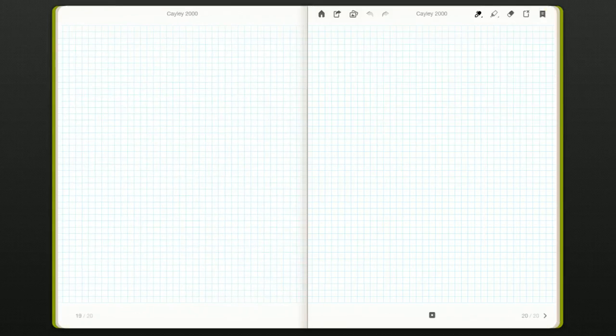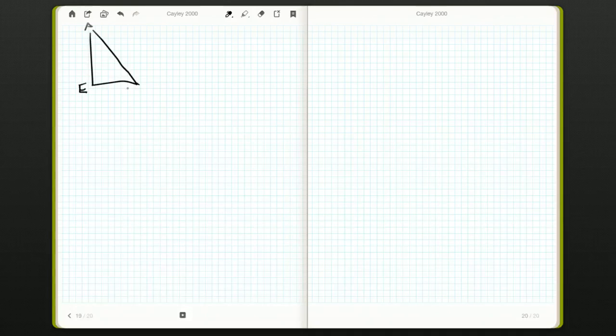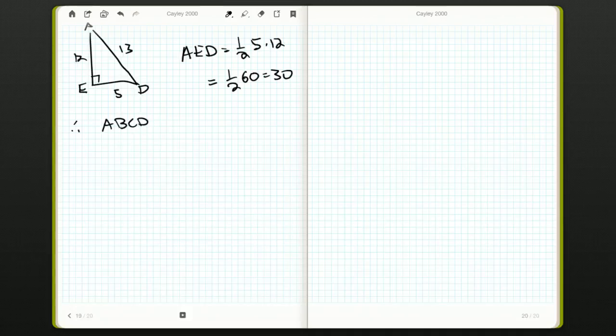If we just rotate the whole thing on its side, AED, it's 1/2, and now we have a different base and a different height, but we're still going to get the same value. So it's 1/2 times 5 times 12, that's 60, so we should get 30. And we know ABCD, the rectangle, is twice the area of this triangle. So it's twice 30, so we should get a final answer of 60.